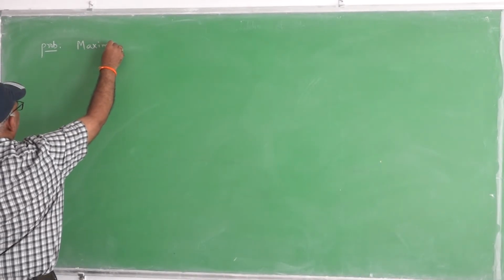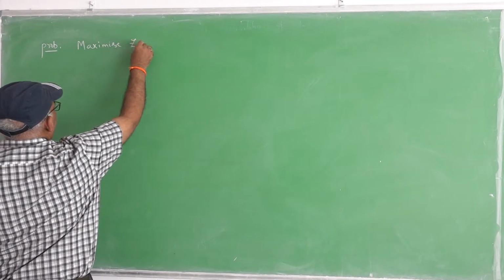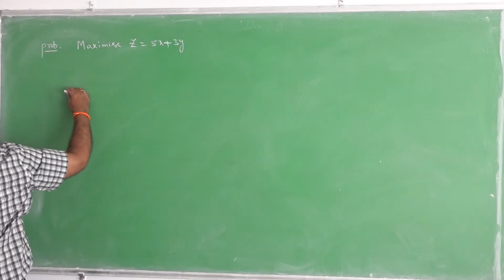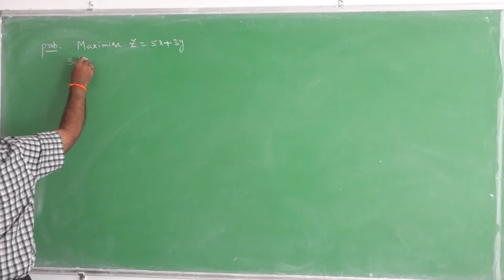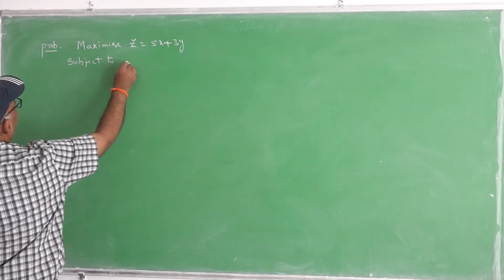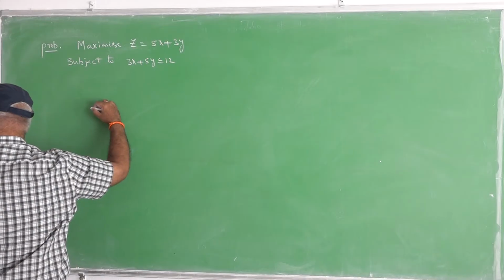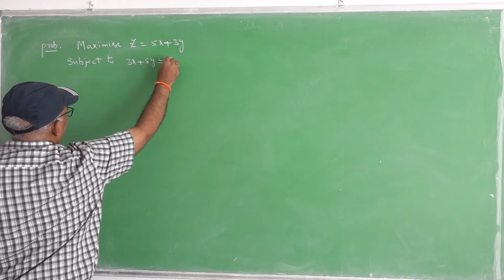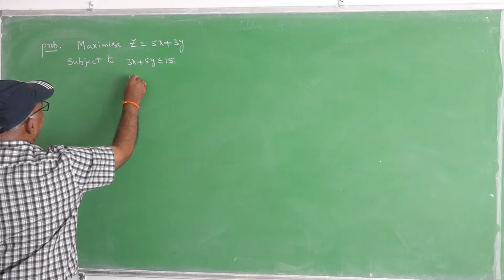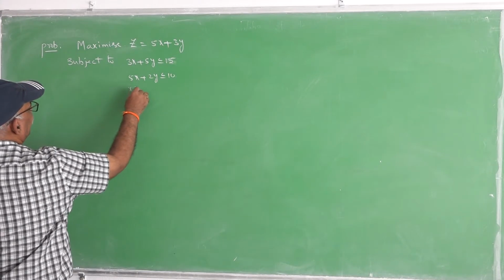Maximize z equal to 5x plus 3y subject to the conditions 3x plus 5y less than or equal to 15, and 5x plus 2y less than or equal to 10. Both x and y are non-negative.